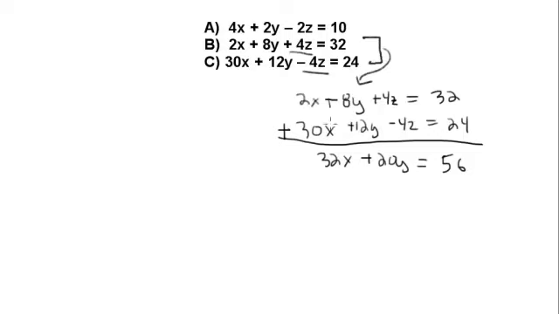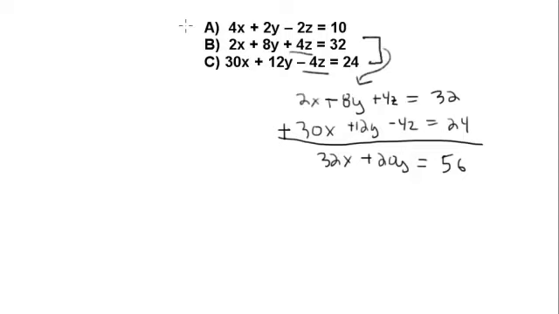Now the problem is, we still have one equation, right? This is one equation with two variables, an x and a y. So you can't solve that. There are so many x and y values that are going to work for this. We cannot solve one equation with two variables. We need a second equation with two variables.